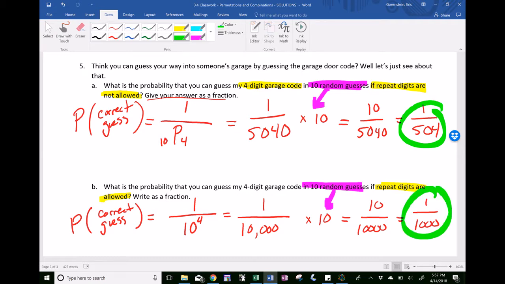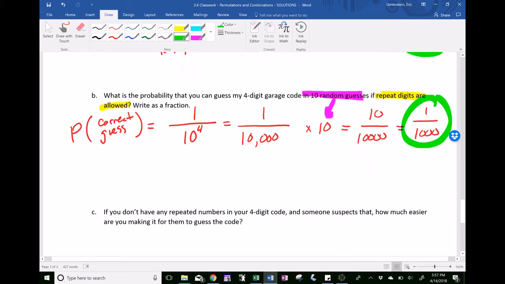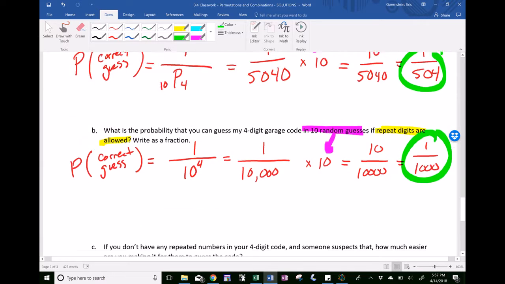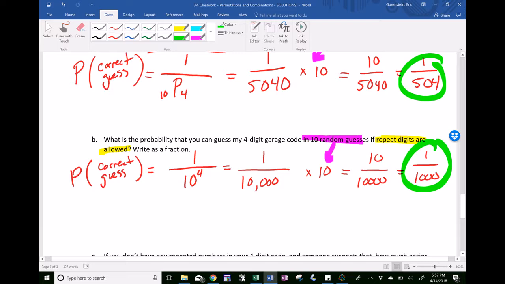Okay, so we have the probability of guessing right with repeats and without repeats. So part C, if you don't have any repeated numbers, how much easier is it for someone to guess the code? Well, if you compare these two answers from part A and part B, part A is about half, not exactly half, but just about half of part B. Or, I'm sorry, twice as much as part B. So part B is half as much as part A.